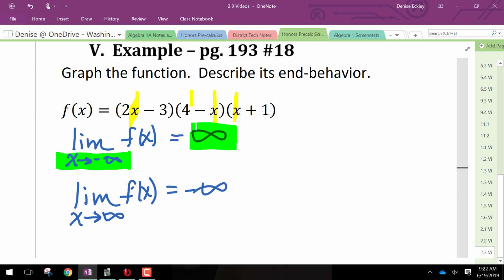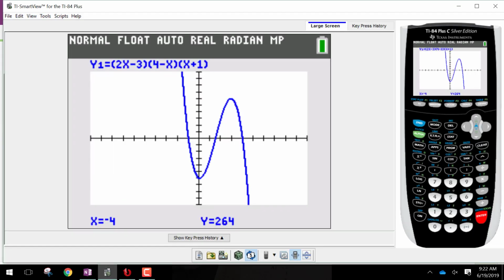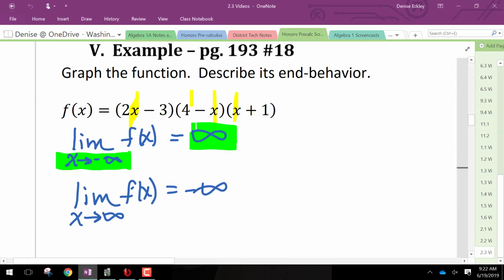On the other side of the graph, if I trace the other way, so let me bring it back to 4, I'm right here, and as my x's get larger and larger, my y's are getting smaller and smaller. So that's why I say as x approaches larger values, approaches infinity, the value of the function f is approaching smaller and smaller values, approaching negative infinity.